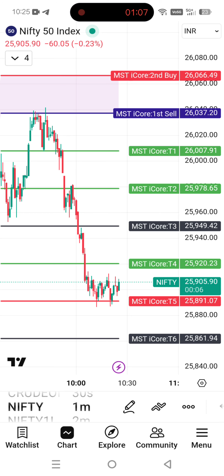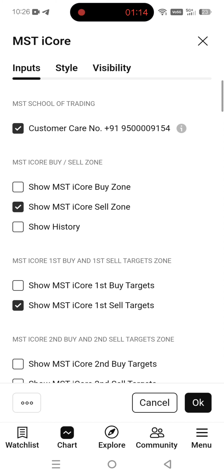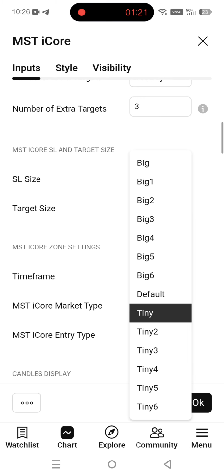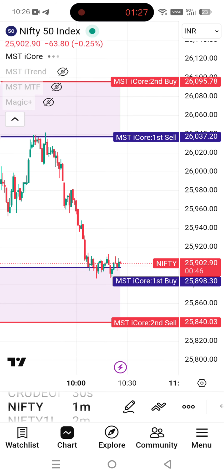Okay, now let me show you with the default settings how to add the default setting. Go to the indicator settings. At the bottom left side you can see reset settings, that you click. After that, since we are trading Nifty and Bank Nifty and all, we have to keep the stop loss to 1:2 and the target to 1:2. That's all, nothing else we have to do.